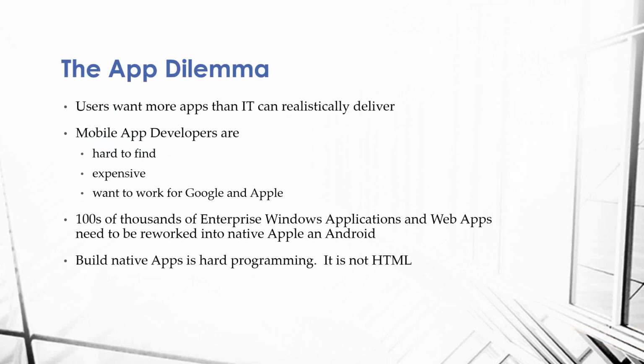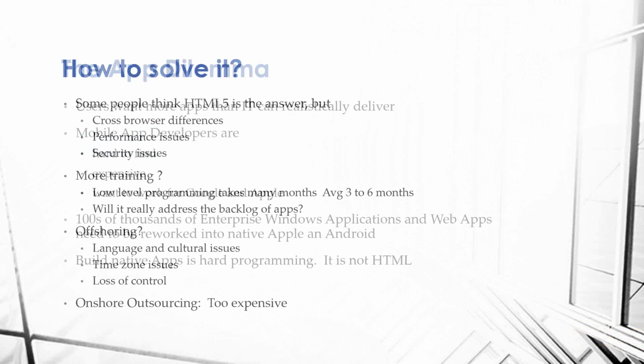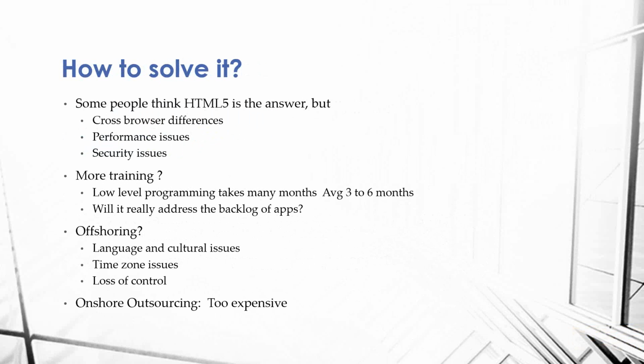And then finally, building native apps is hard programming, right? It's not HTML. It's not a website. You're coding in a fairly low-level language, Objective-C or Java. This is slow, hard. It's not easy to do, right? So people want apps. There's an app for everything, right? The problem is, how do we get there? How do we enable the masses to be able to keep up with the demand for all the apps that the enterprise wants to use? So how to solve it, right? So there are a number of approaches that people are trying out there.